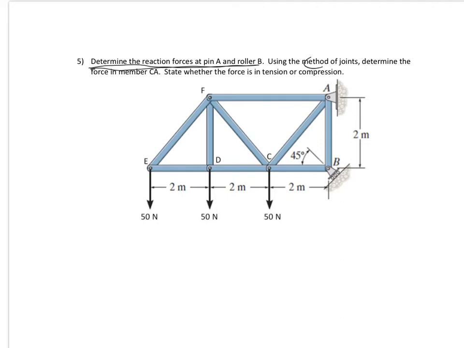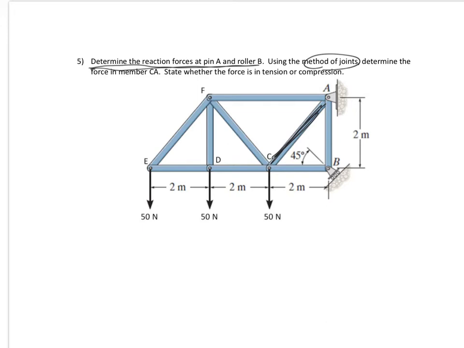Then, using the method of joints, determine the force in member CA, so this member that I'm looking for right here. It says state whether the force is in tension or compression. But remember, for a truss, the whole structure, the whole truss is in equilibrium, and then every joint is in equilibrium.